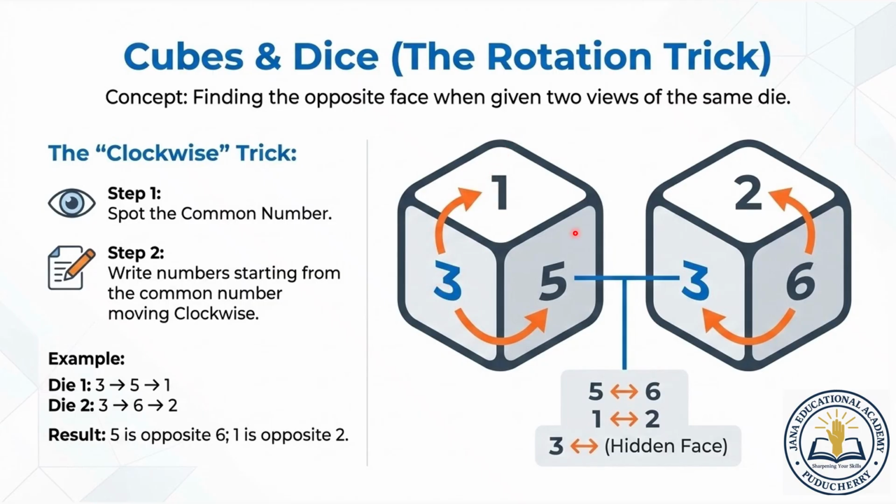So the common number here is 3. What are the other sides? I am able to see 1 and 5. In the same 3, if I rotate in the other direction, what will it be? See, 2 and 6. So remember that 3 is opposite to 4, 1 is opposite to 2, and 5 is opposite to 6. A dice has 6 faces. So whenever you get a cube or dice problem, you need to assume like this.